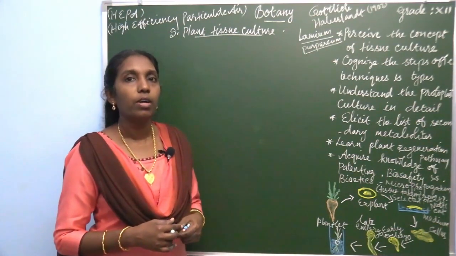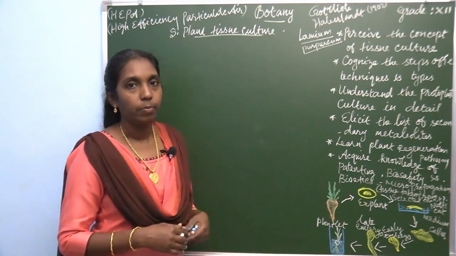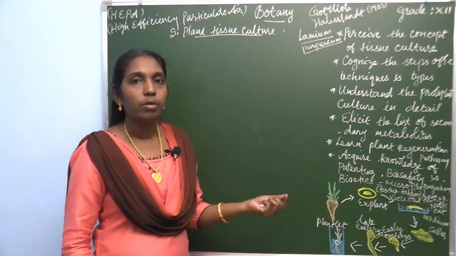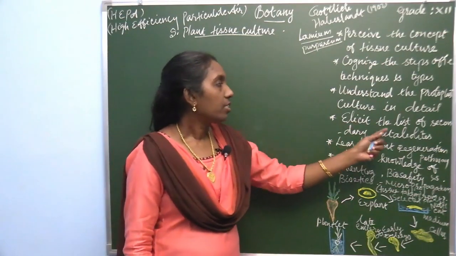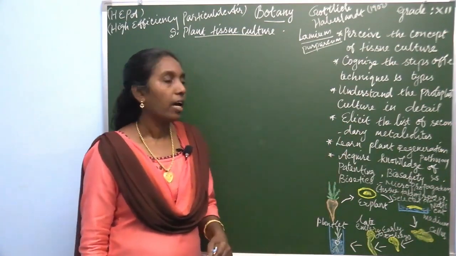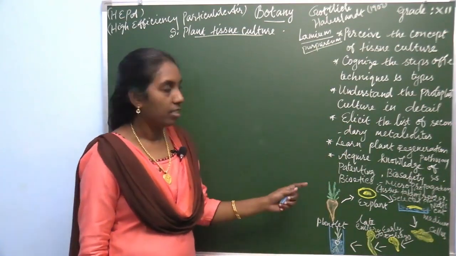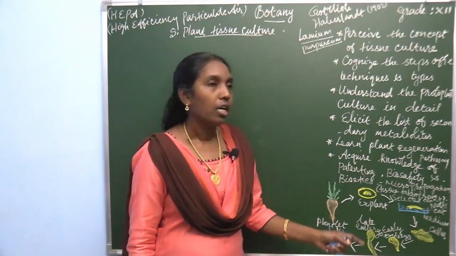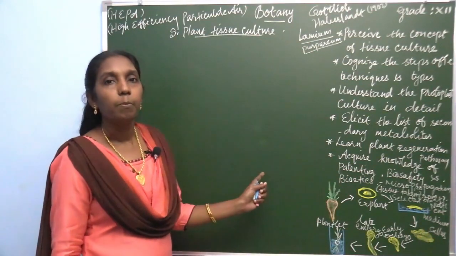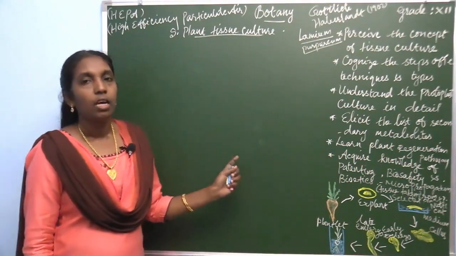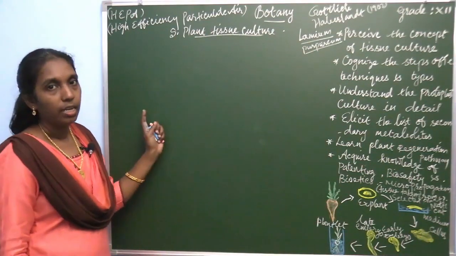There are a number of metabolites produced by the plants. These secondary metabolites inhibit the growth of the plant. This is to elicit the list of secondary metabolites, and regeneration, plant regeneration. Then acquire knowledge about patenting, biosafety and bioethics. Let's start from the beginning.